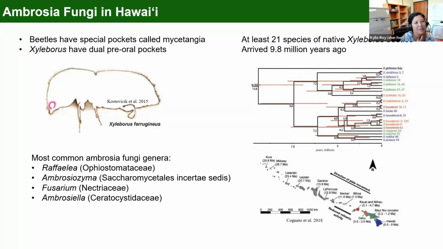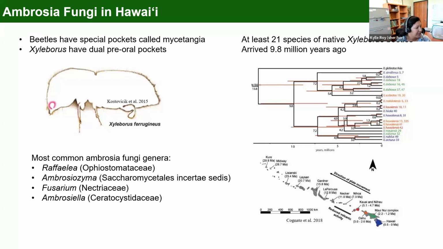So ambrosia beetles plant and farm this ambrosia fungi, and they actually have special pockets called mycetangia or mycangia where they keep their fungal spores that they plant. And the Xyleborus beetles tend to have, pictured here, what they call dual preoral pockets.